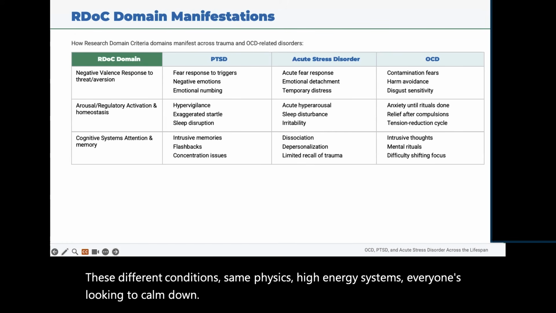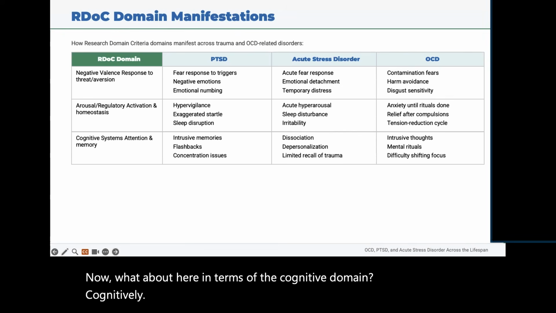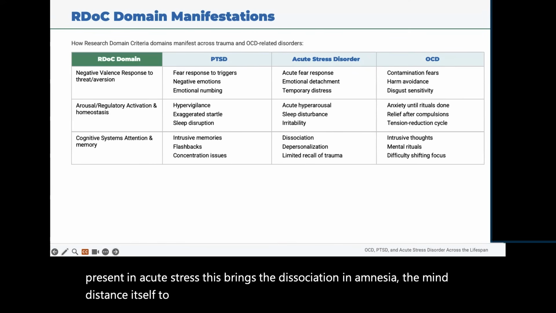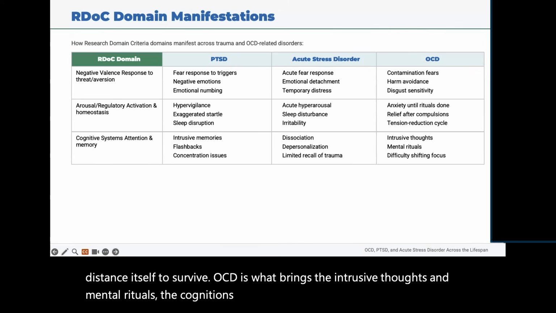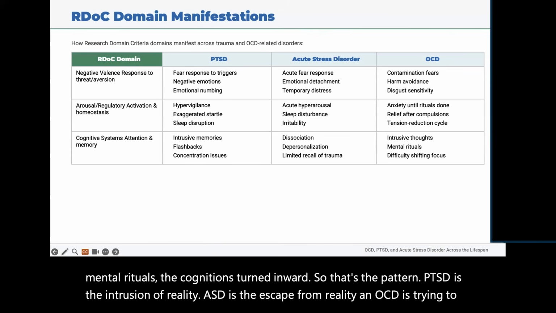Now, what about here in terms of the cognitive domain? Well, cognitively, PTSD brings the intrusive memories and flashbacks. The past invades the present. Acute stress brings the dissociation and amnesia. The mind distances itself to survive. OCD is what brings the intrusive thoughts and mental rituals. The cognition is turned inward. So that's the pattern. PTSD is the intrusion of reality. ASD is the escape from reality. And OCD is trying to control the possibilities.